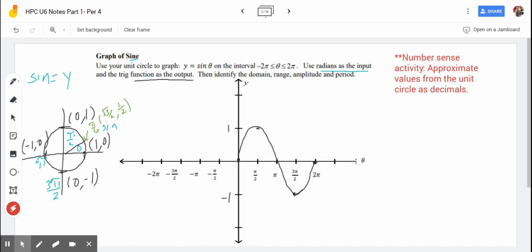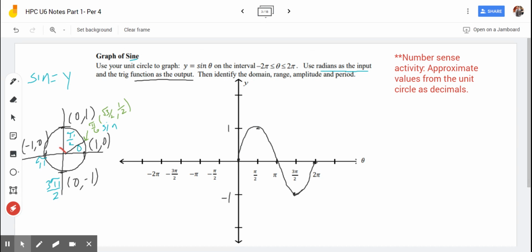Hopefully you're thinking pi is about 3.14. So 3.14 divided by 6 is about a half. Actually, it should be a little less than a half. So it makes sense that the coordinate is there. It's increasing from 0 to pi over 6, and it reaches its maximum at pi over 2, which is where it is on the unit circle.